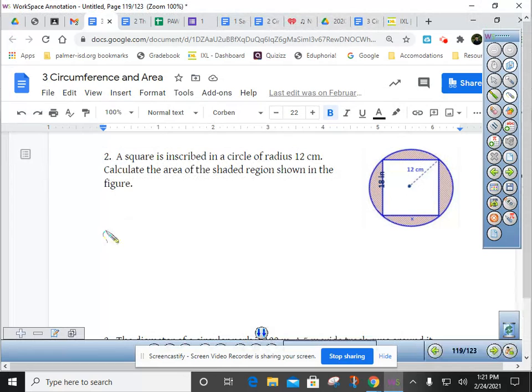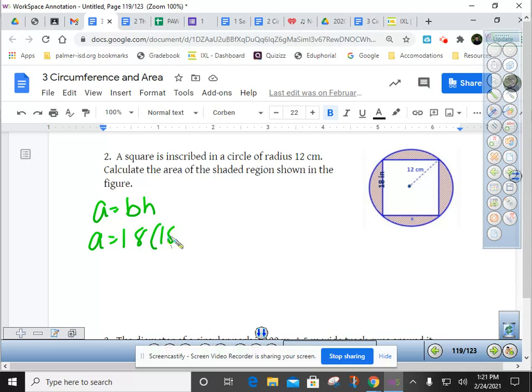So the area of the square is base times height, right? What is the height? So that says 18. So it's going to be 18 times 18, which is what, Cheyenne? No, 18 squared. Look at the wall. Yell it. 324. That's the square. Now we've got to do the circle.